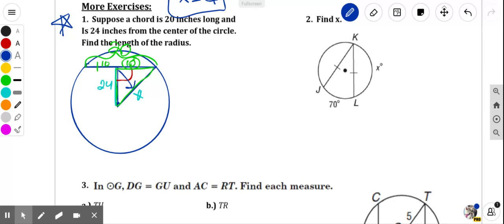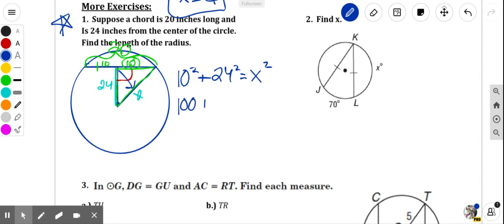So I'm going to set mine up. a squared and b squared are the numbers that I know, and then my c squared is the radius. But sometimes you might be plugging in a number here and your variable will be here. Remember that your x is not always your c. Okay, so now we can solve this.